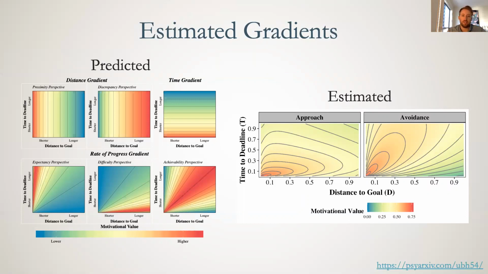For the avoidance goals, the space looks most similar to the achievability perspective, and also somewhat consistent with the proximity perspective, suggesting that people cared about distance and the rate of progress more than they do about time in the avoidance context.